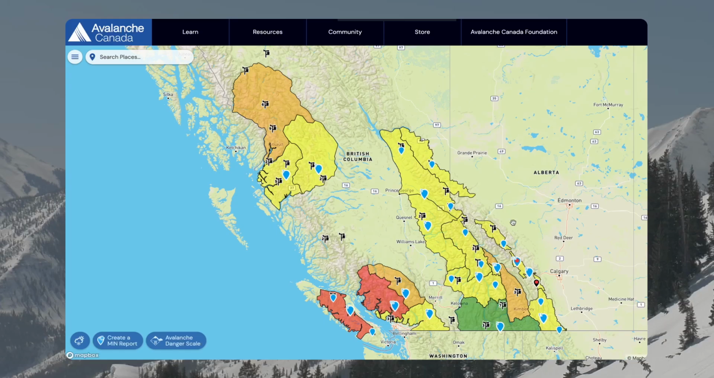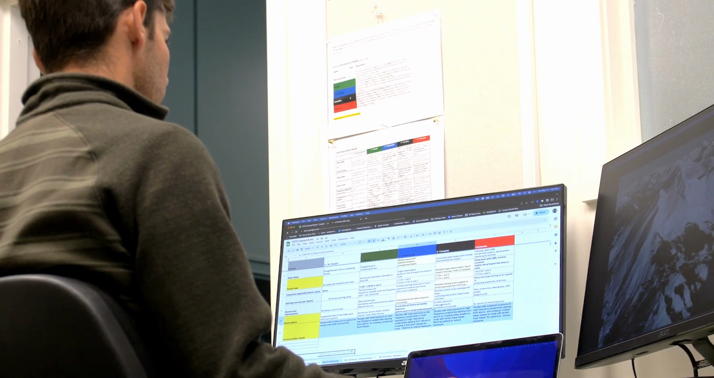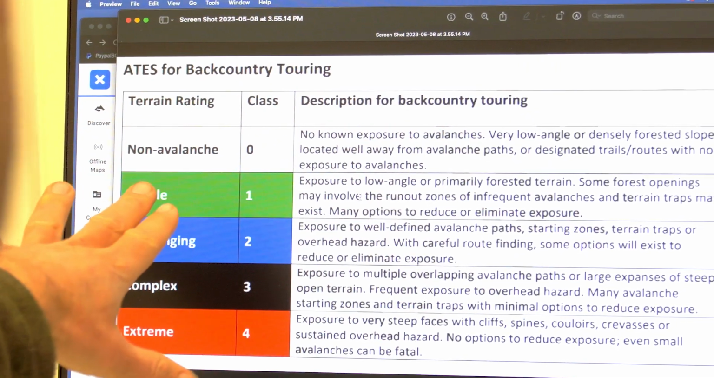Historically, ATES maps were created manually. In Canada, Parks Canada uses them extensively, working with avalanche experts to manually draw avalanche terrain maps on a basin-level scale. The reason that we don't have ATES maps in the United States is it's hard. It takes experts and a lot of time and money to create these maps over large areas.